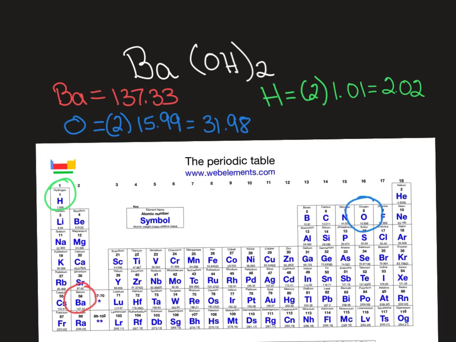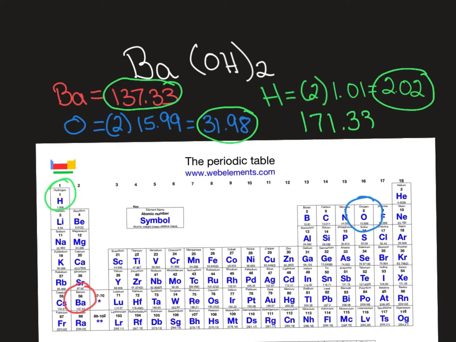So now I add all 3 numbers, 137.33, 31.98, and 2.02. So use your calculator right now. 137.33 plus 31.98 plus 2.02, and then you should get a total of 171.33, and the unit is grams per mole.